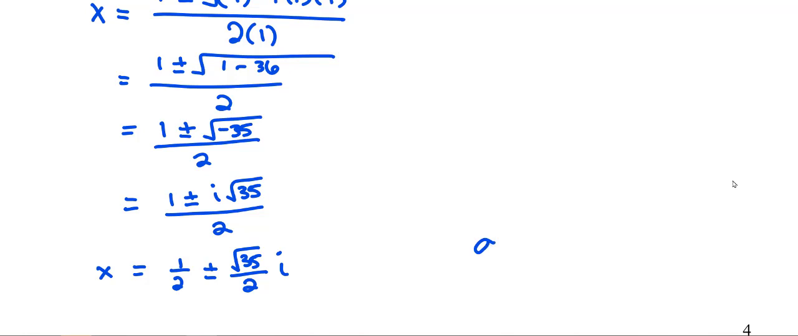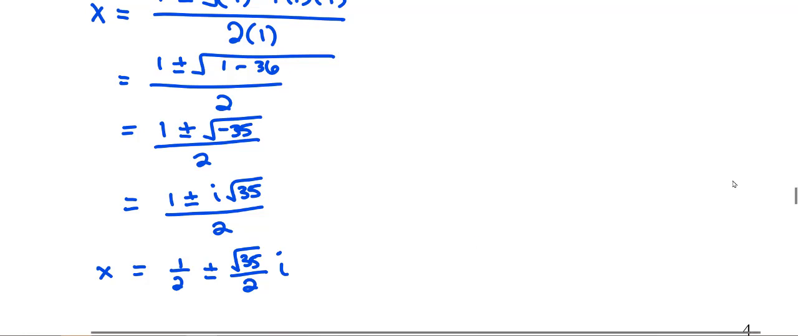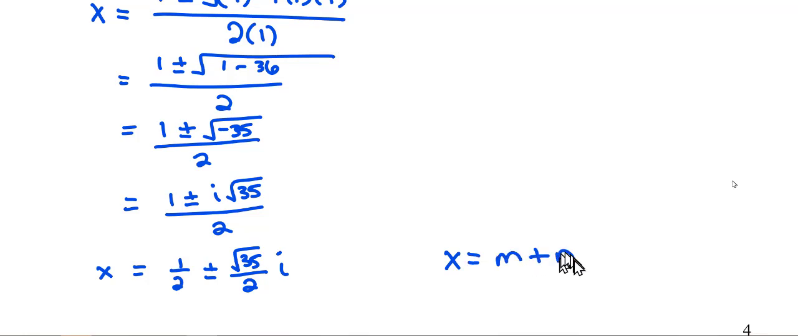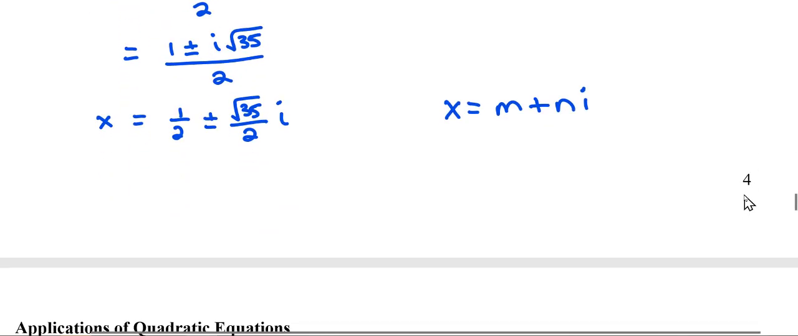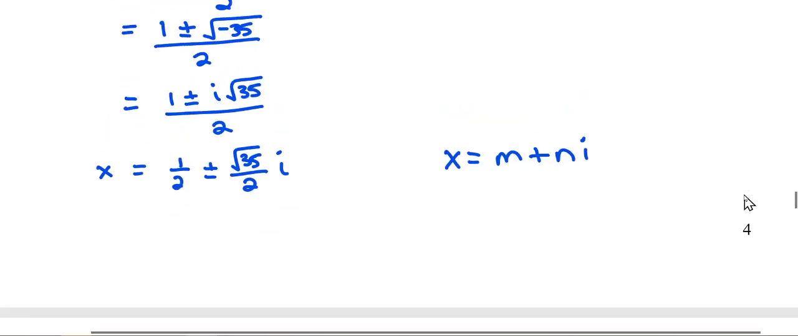We usually write imaginary numbers in the form x equals m plus ni, so that you have a number by itself plus the coefficient on i there. So you have 2 solutions there as well.